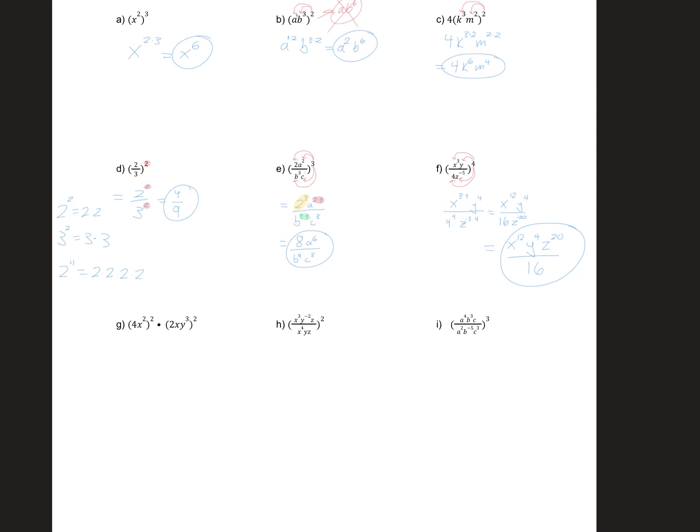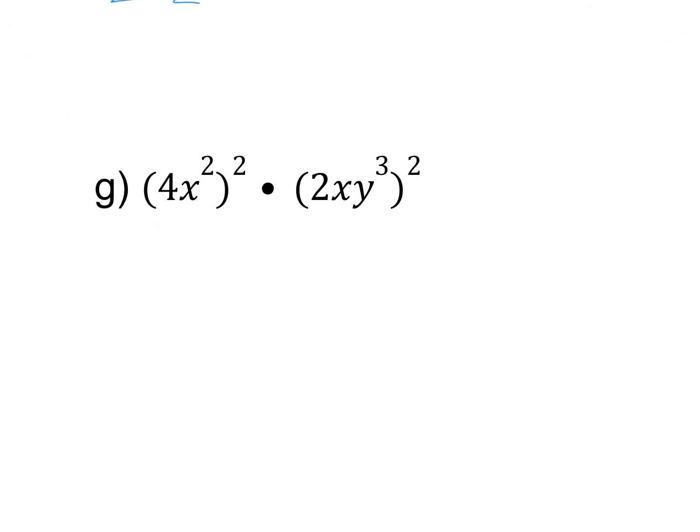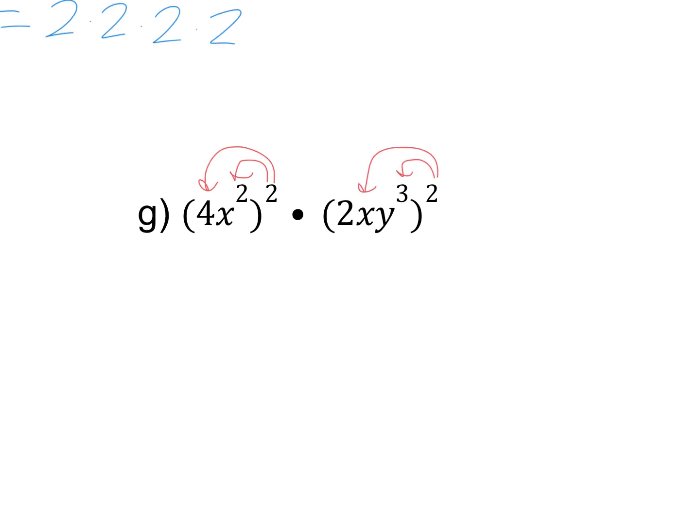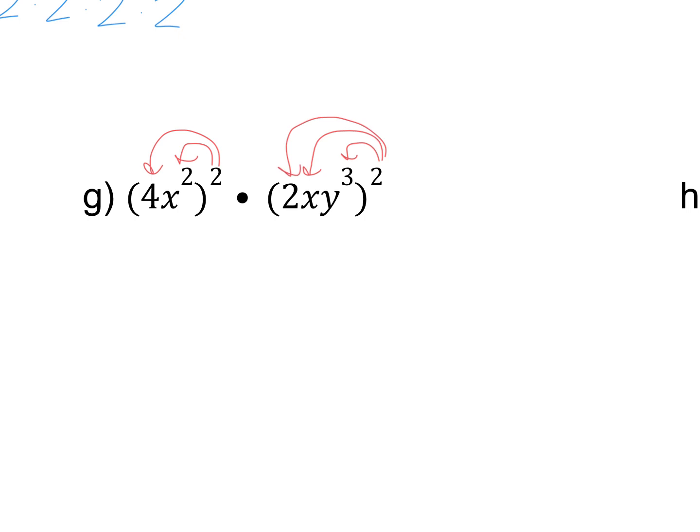All right, we have 3 left. Let's look at problem G. So now we have multiple parts we're going to have to do. First, we have 2 different terms, but each of them have an exponent applied outside of the parentheses. So for both of these, we will have to distribute that exponent before we can actually multiply these terms together. Okay? So let's take a look at this.